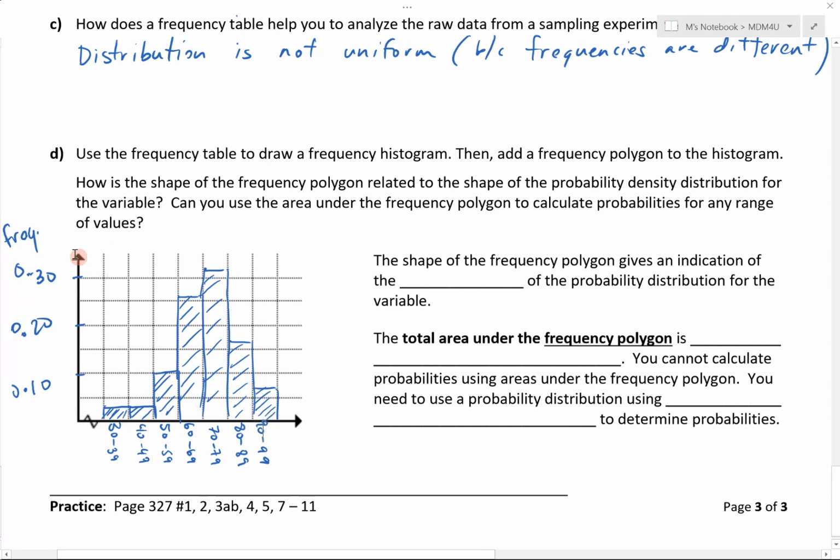It's important to note that we use relative frequencies because it allows me to say that the area under this graph adds up to 100% or equal to 1. Had I used absolute frequencies, that would not be the case. The shape of the frequency polygon gives us an indication of the shape of the probability distribution. And the total area under the frequency polygon is not equal to 1, which is why we use the relative frequency polygon.